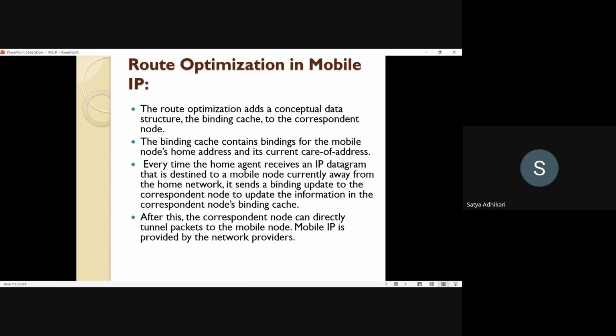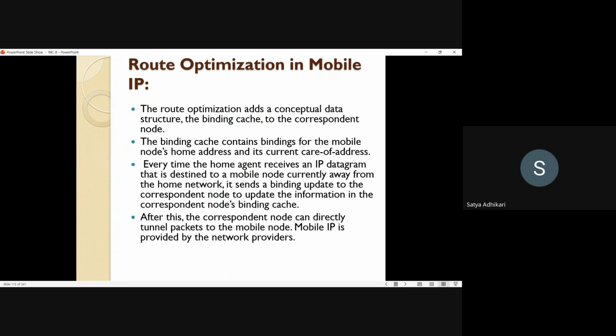Route optimization in mobile IP. Route optimization adds a conceptual data structure, the binding cache, to the correspondent node. The binding cache contains the binding for the mobile node's home address and its current care of address. As we discussed in the previous slides, the packet contains the data itself, the home address as the source address, and the care of address as the destination address.